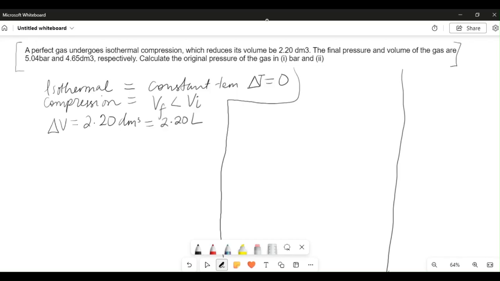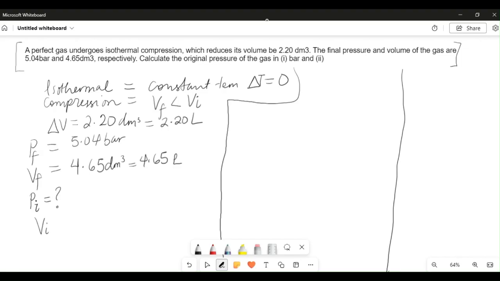Now they gave us the final pressure, P final, and the final volume, V final, are 5.04 bar, that's for the final pressure, and 4.65 dm cubed, which is the same thing as 4.65 liters. Calculate the original pressure. So we're asked to find P initial. The first thing we have to do before we go is to determine what V initial is, the initial volume, before we can solve for the initial pressure.